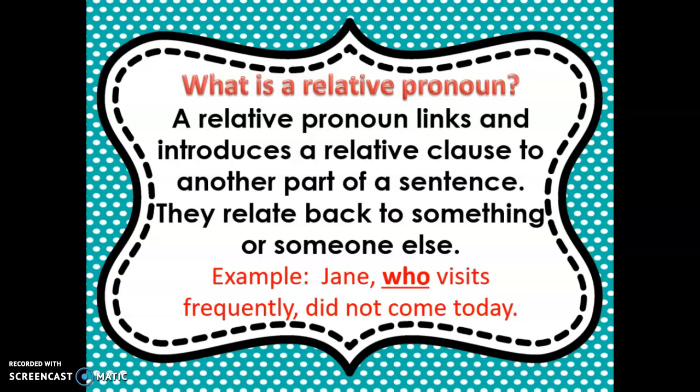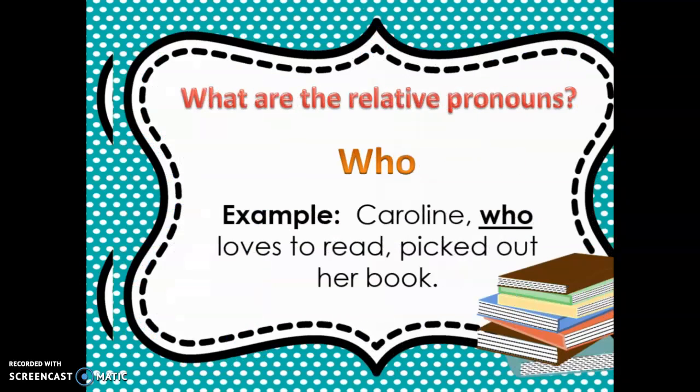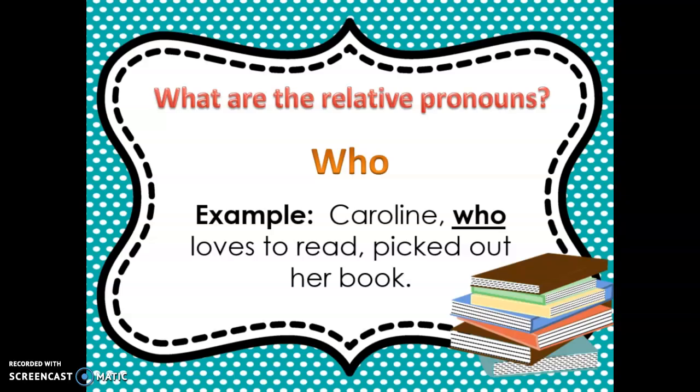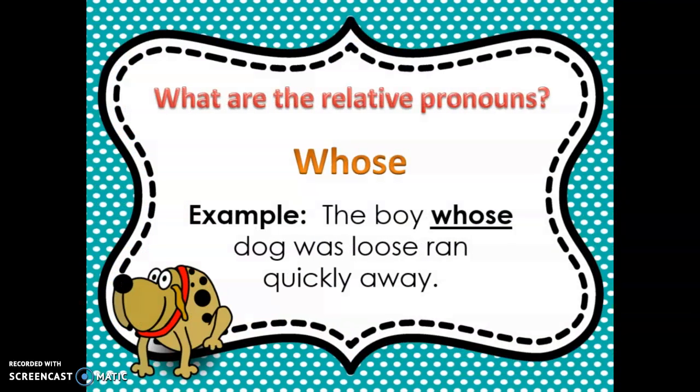So let's go look at some of the relative pronouns. The first one we have is who. And your example here is Caroline, who loves to read, picked out her book. And again, it's just that extra. We're using who because we're talking about Caroline. Whose: the boy, whose dog was loose, ran quickly. With whose, you need to use something that shows possession. So the boy owns a dog. That's why we're using the word whose.